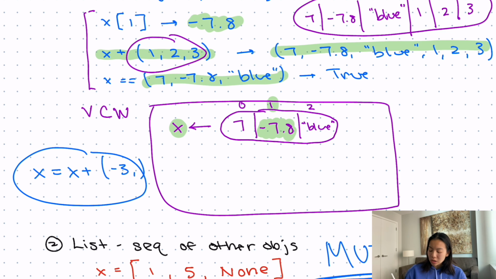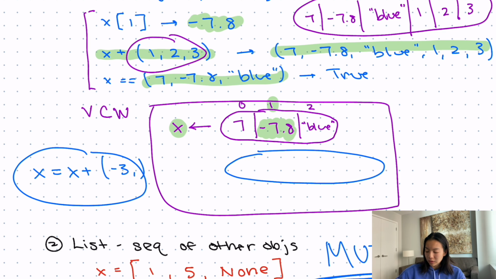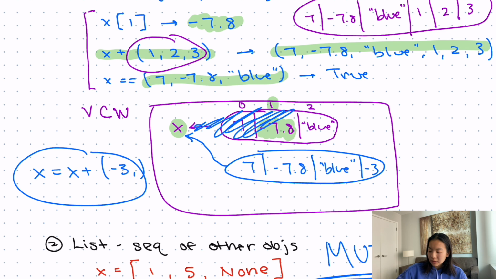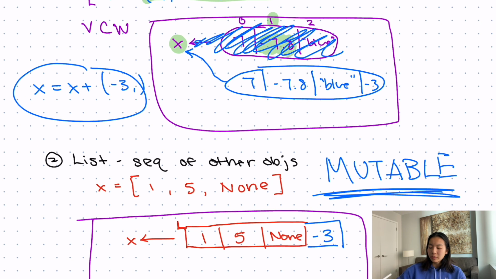And this operation is saying, okay, take what's in x, copy that, and add something to the end of it. So 7, -7.8, blue, and then -3. Okay, and now we're going to reassign this to x. And now this thing, the old x, doesn't exist anymore. All right. Do you see the difference between mutable and non-mutable?